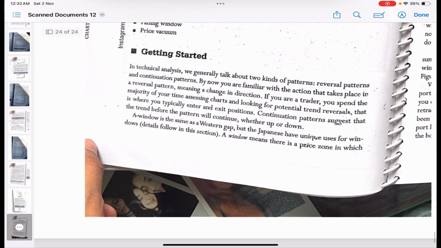In technical analysis, we generally talk about two kinds of patterns, reversal patterns as well as, obviously, continuation patterns. By now, you are familiar with the action that takes place in a reversal pattern, meaning a change of direction. If you are a trader, you spend the majority of your time assessing the charts and looking for potential trend reversals. That is where you typically enter and exit the positions. Continuation patterns suggest the trend before the pattern will continue, whether up or down. A window is the same as a Western gap.